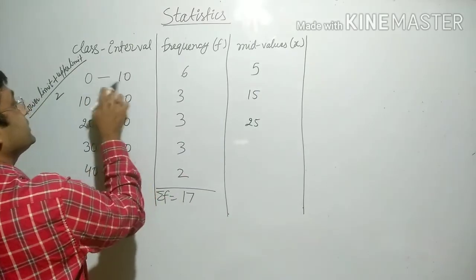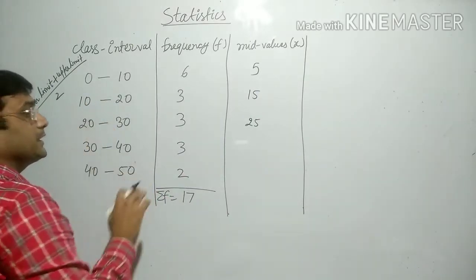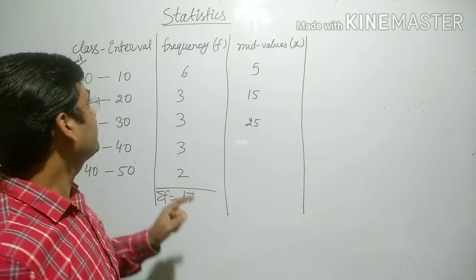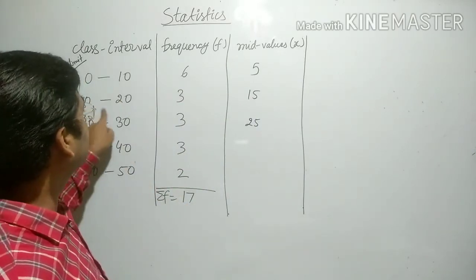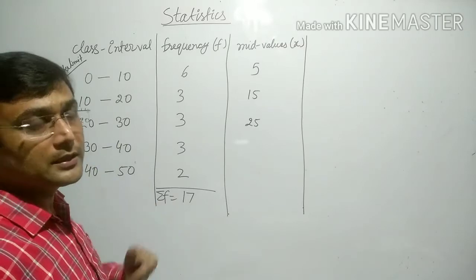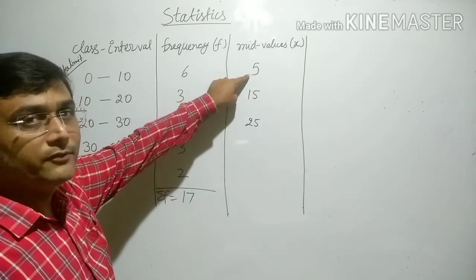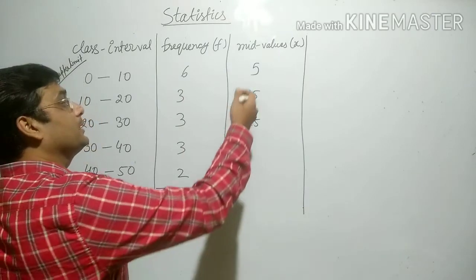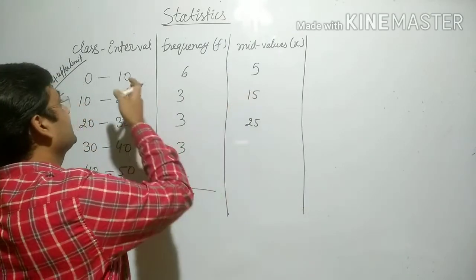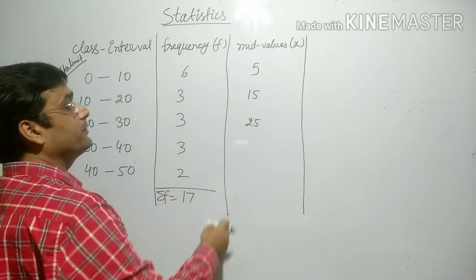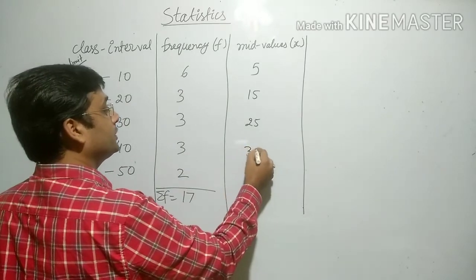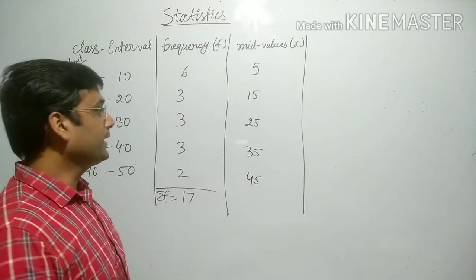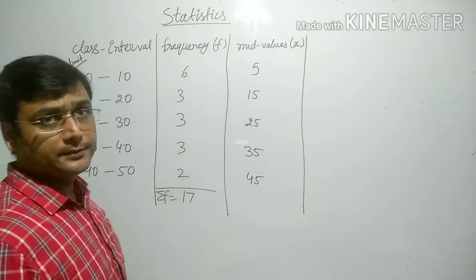What is the difference between these two values? In each and every class interval, the difference is the same. So if we understand there is the same difference between all the class intervals, then we find the first value and add that difference to it. Suppose it is 10 here, so we add 10 each time. So it will be 35, then 45. Now we can multiply.